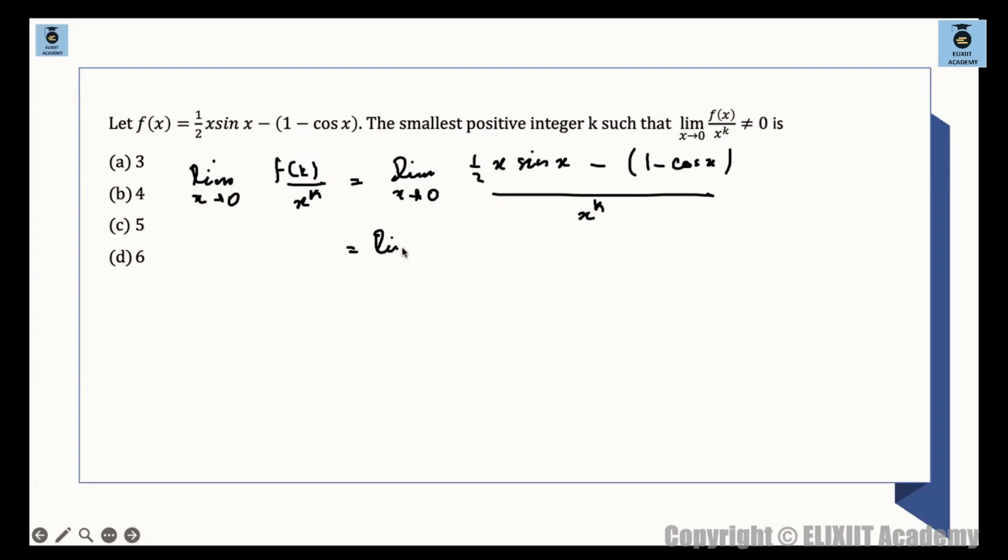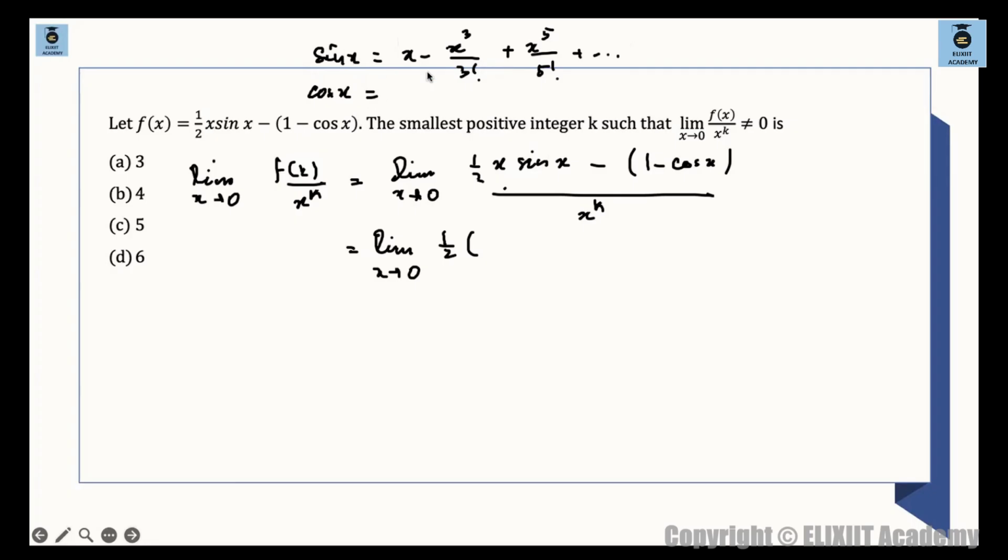So limit x tending to 0, half into x sin x. So let's say I'm taking the expansion of sin x. Okay, now what is the expansion of sin x? Again, I'm saying Maclaurin series expansions are extremely important. You need to memorize all of them. Expansion of sin x: x minus x cubed by 3 factorial plus x to the power of 5 by 5 factorial and so on. So once you memorize this expansion of sin x, cos x will come free of cost.